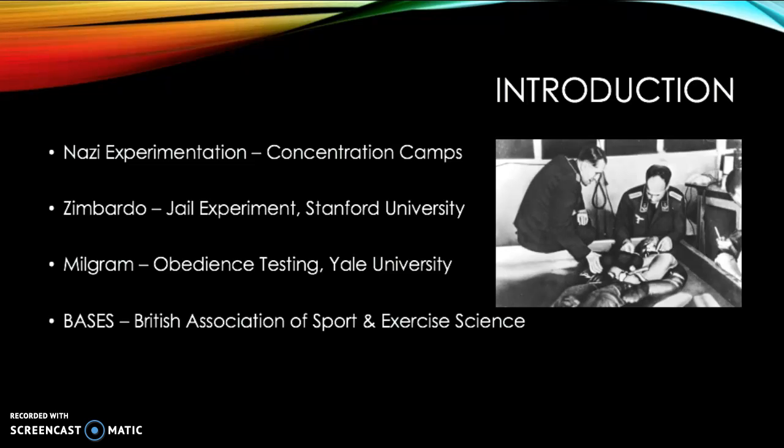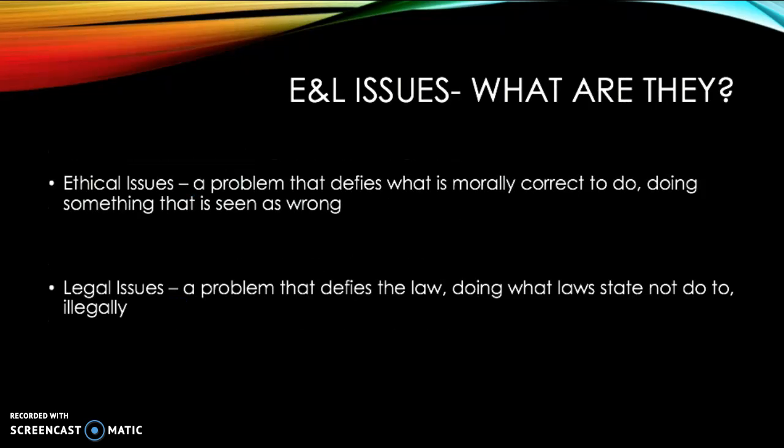Now, ethical and legal issues. What are they? An ethical issue is a problem that defies what is morally correct to do. So it's doing something that is seen as wrong by society, by people in general. A legal issue is a problem that defies the law, so it goes against what the laws state not to do, so it is illegal.